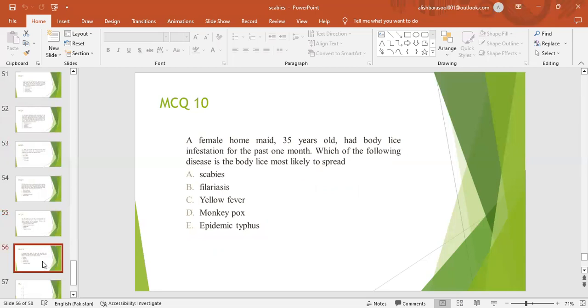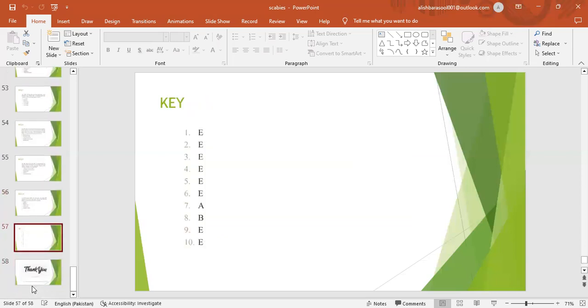A female homemaker, 35 years old, had body lice infestation for the past 1 month. Which of the following diseases is the body lice most likely to spread? A. Scabies, B. Filariasis, C. Yellow fever, D. Monkeypox, E. Epidemic typhus. E is the right answer, epidemic typhus. This is the key of the MCQs.